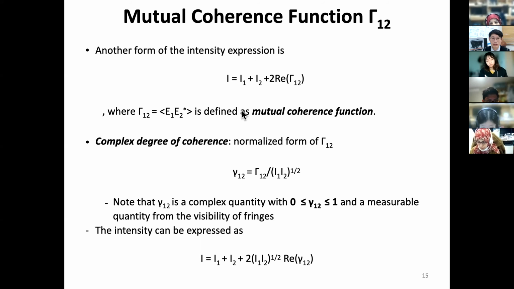But we love to have a normalization to make it simple. So you normalize by the multiplication of the intensities under a square root, and then this becomes a 0 to 1 quantity we call the complex degree of coherence. So in the end, you can describe the interference of light as intensities 1 and 2, which form a kind of DC component, but what matters is the second term, which is the real component of the complex degree of coherence.